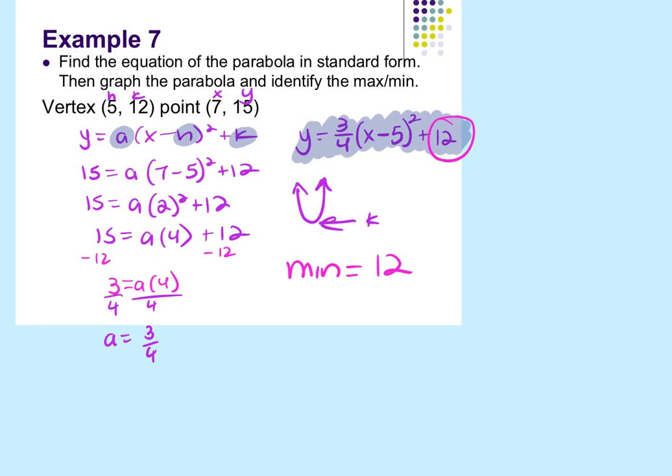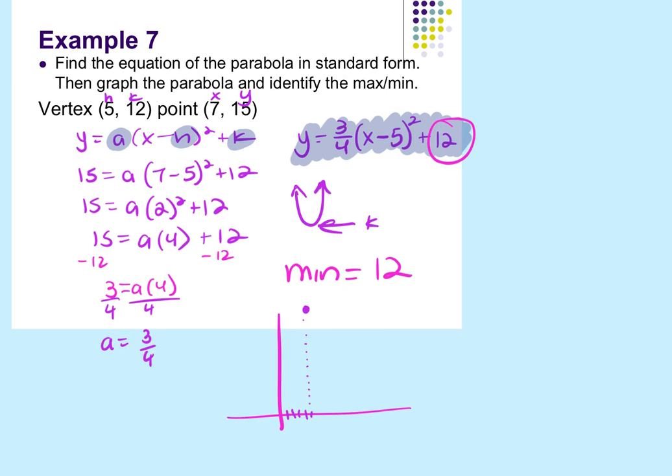If I wanted to graph it, we'll just do it kind of quickly. My vertex would be positive 5, positive 12. I did not go up enough. Let me erase this. Didn't give myself enough space. 1, 2, 3, 4, 5. 1, 2, 3, 4, 5, 6, 7, 8, 9, 10, 11, 12. Okay, and it would point up and it would be wide-ish, consistent with the point 7, 15, because that's where the point on the curve should go. There would be no x-intercepts this time. If I went to solve this, I would get a negative under my square root, which would give me an imaginary number.